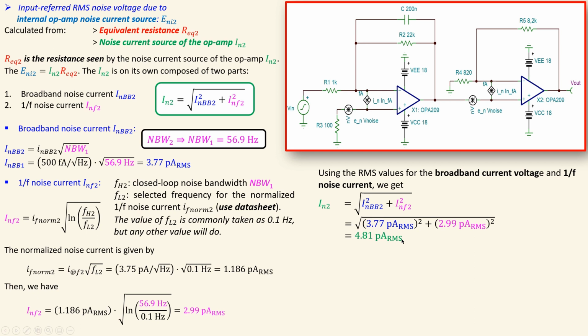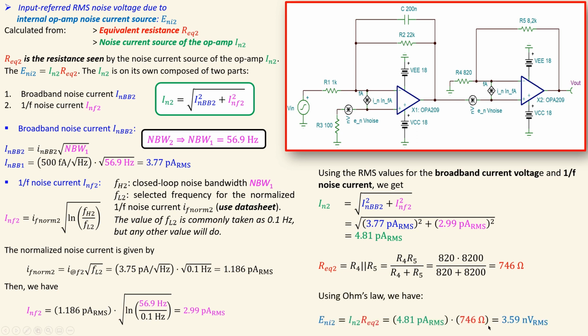Now we need to convert that using Ohm's law into the noise voltage source in RMS. So the equivalent resistance, R4 and R5, these are 820 and 8200 ohms in parallel, and you will do the math, you will get 746 ohms. If I now calculate this using Ohm's law, you will get the value of approximately 3.6 nanovolts RMS. That will be then the result just due to that noise current source and also the resistors.